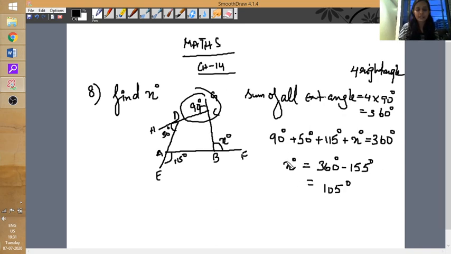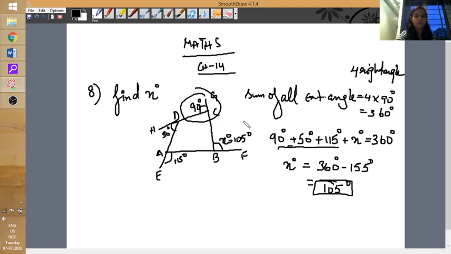How will I find out x? x is equal to 360 degree minus the addition of the other 3 angles given to me. That is, 90 plus 50 plus 115 results to 255 degree. So when I subtract 360 minus 255, I get 105 degree as my answer. So your x is equal to 105 degree. This is the best easy way to solve. We have other ways also, but this is the basic and the best way to use right now to solve this one. Okay, fine. So I hope it is clear to you.